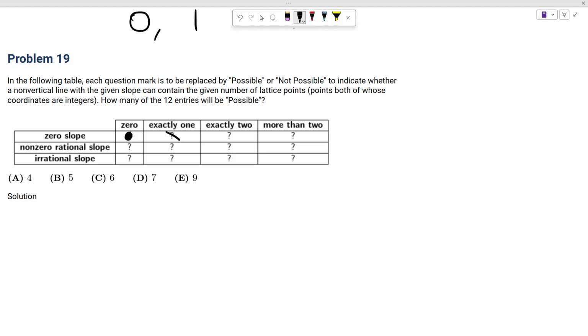It can't pass through one lattice point exactly, because if it passes through one lattice point, then it's going to pass through a million others. Same thing with 2. It's always going to pass through other lattice points.